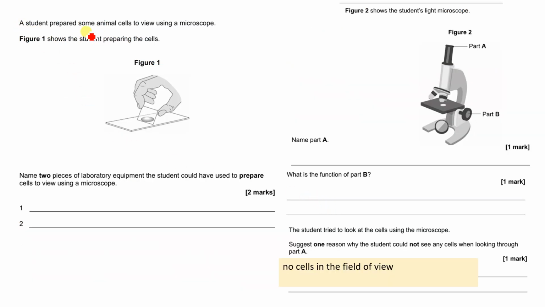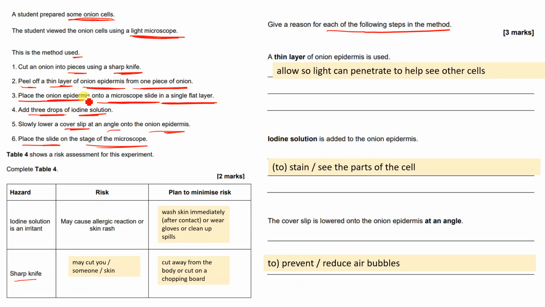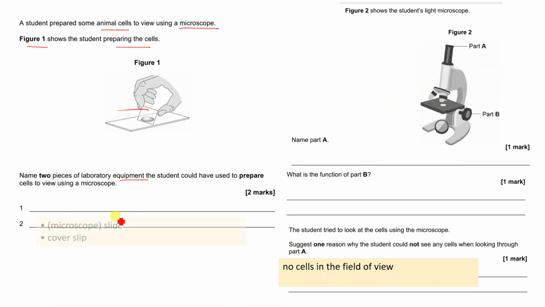Now, they said the student prepared some animal cells to view using a microscope, and figure 1 shows the student preparing the cell. This is the cover slip. Name 2 pieces of laboratory equipment the student could have used to prepare the cell. In a question like this, everything here was described, so that's like giving some of the answers. So first, you need a microscope slide, you need a cover slip. That's it.